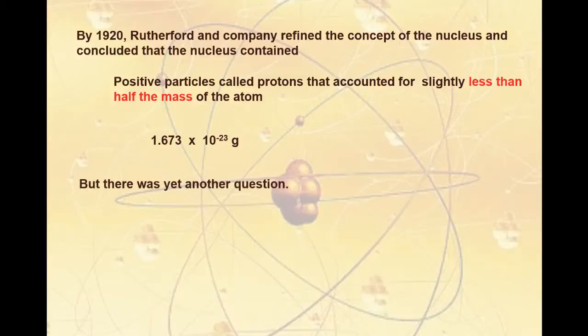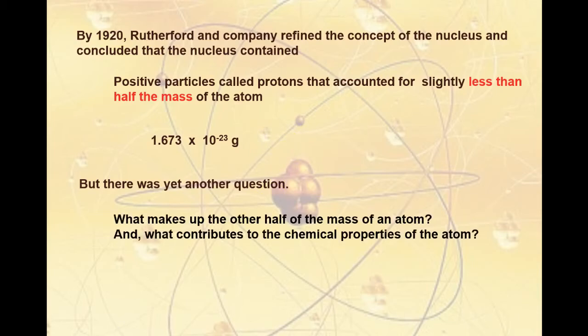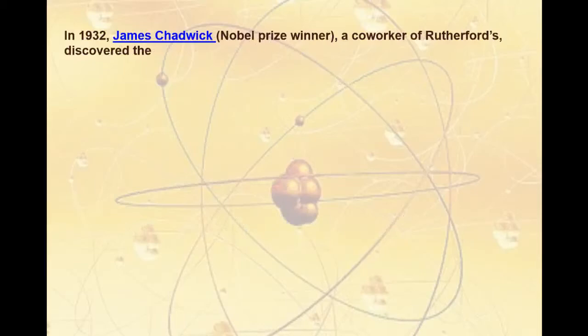So there was another question. And you can probably, if you thought hard enough, come up with some questions. So now we have why the atom is neutral. You have negative electrons, you have positive protons. But we now only have half the mass of the atom. So the big question is, what makes up the other half of the mass of the atom? And also, what contributes to the chemical properties of the atom, because that still has not been addressed.